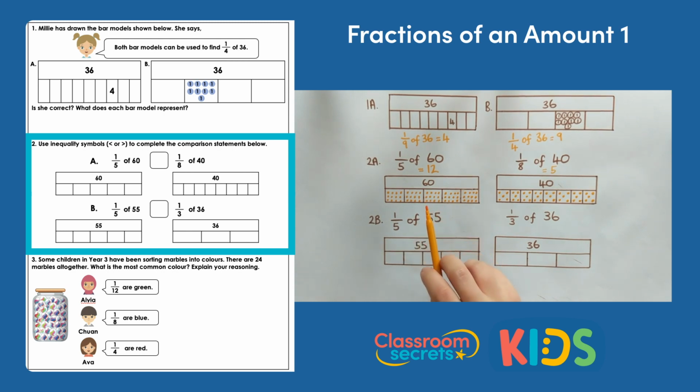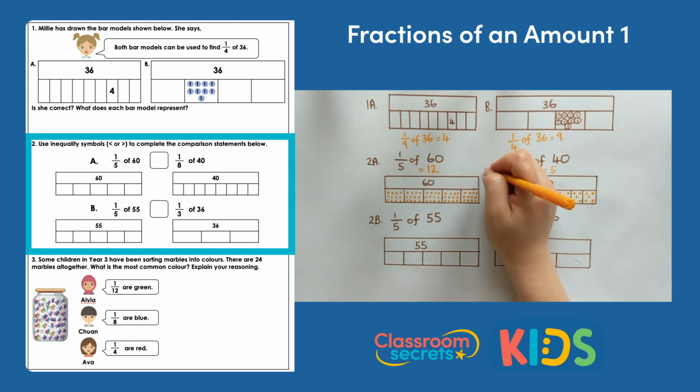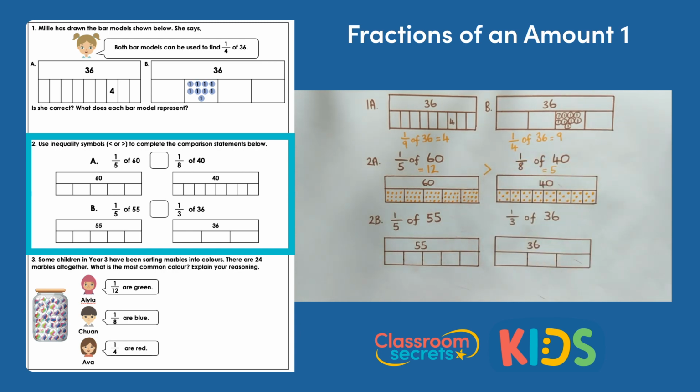Now to compare the two, all I need to do is look at these two numbers, and I know that 12 is greater than 5, so my inequality symbol would look like this. Moving on to 2b. Again, I have two bar models. This time I'm sharing 55 equally into 5 groups.